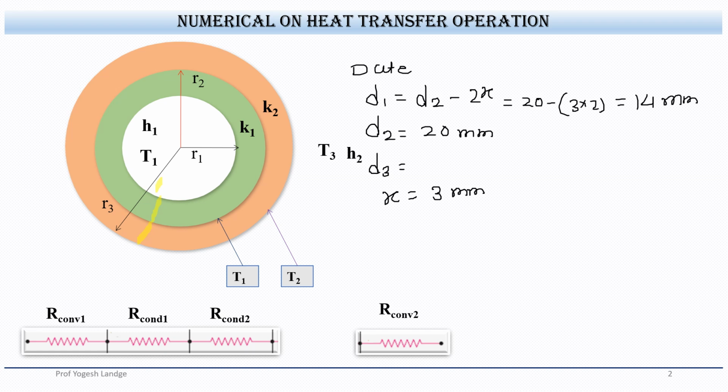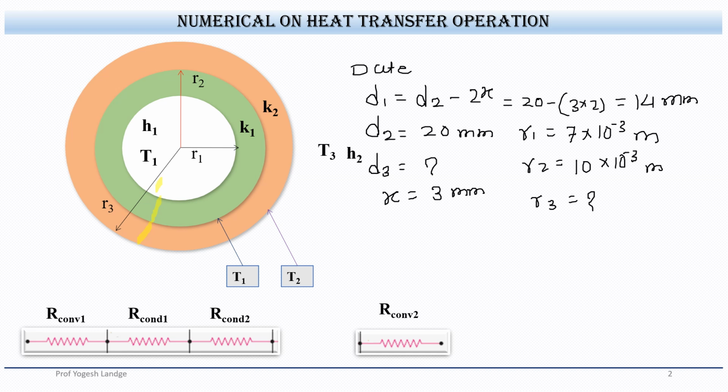Now D3 we do not know, so we need to calculate it because the data is not mentioned. So we convert these into radii. R1 is 7 multiplied by 10 raised to the power minus 3, that is in meter. The R2 value is 20 divided by 2, which is 10, so 10 raised to the power minus 3, that is in meter. And the R3 value we do not know, and we need to calculate it.